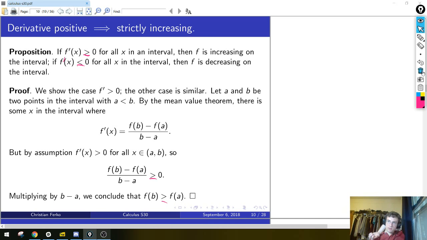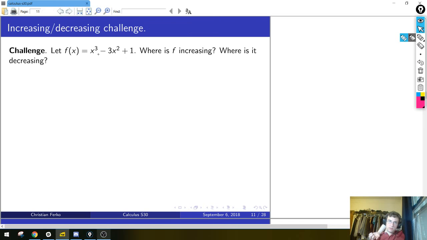Okay, let's analyze the graph of a function then. So here's a cubic, a function x cubed minus 3x squared plus 1, and we want to find where f is increasing and where it is decreasing. Okay, so what should we do first?